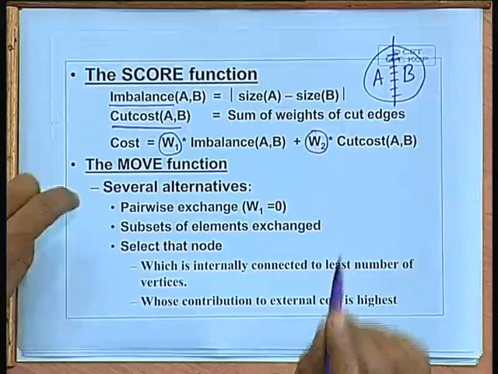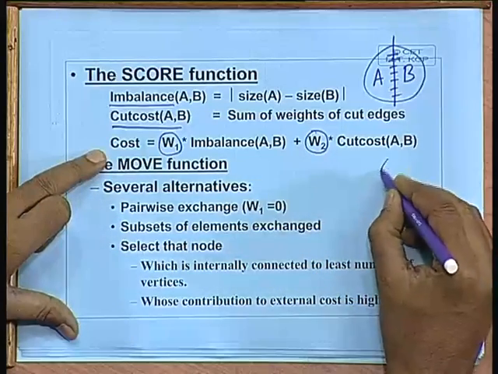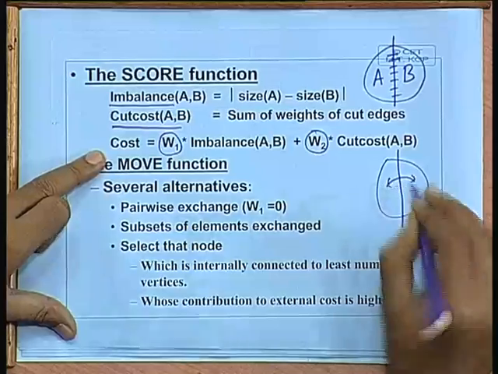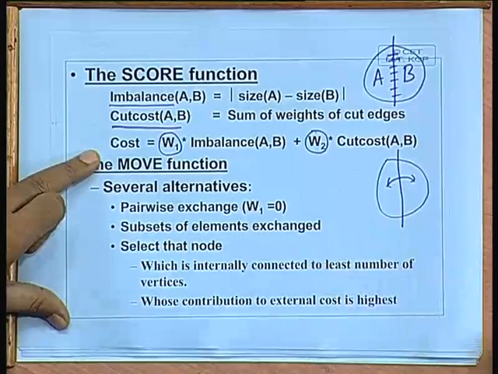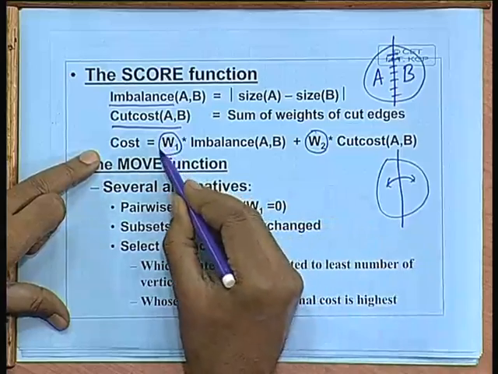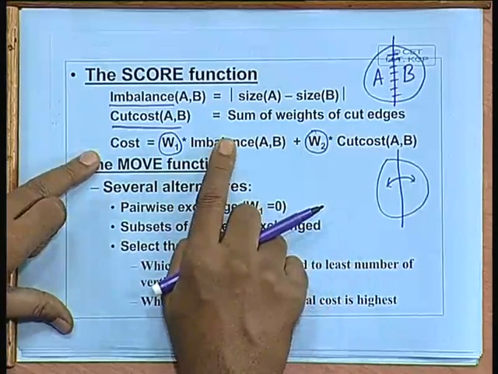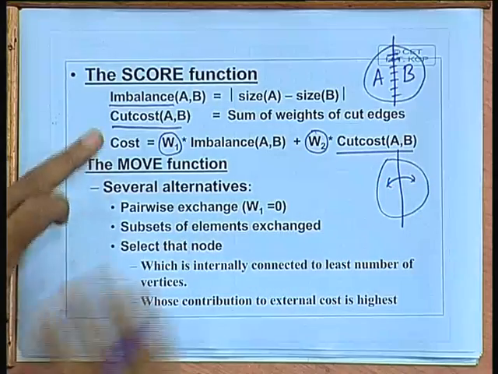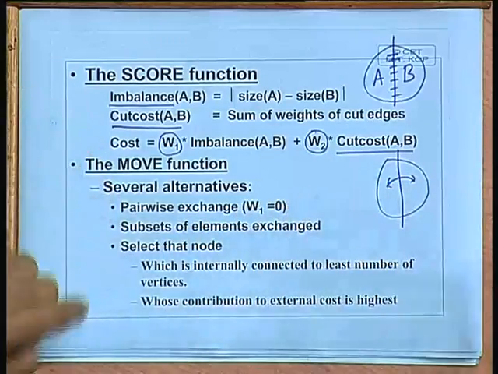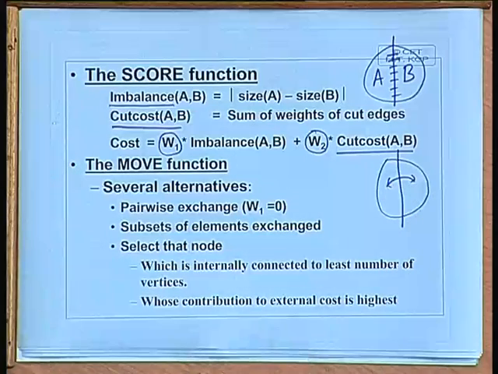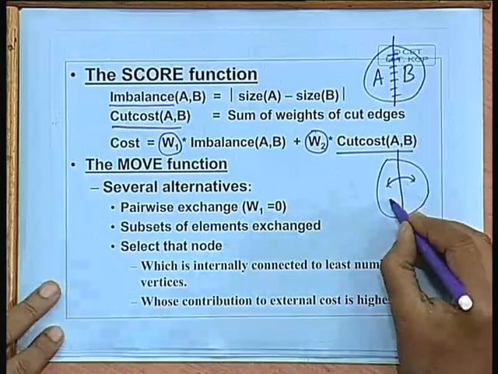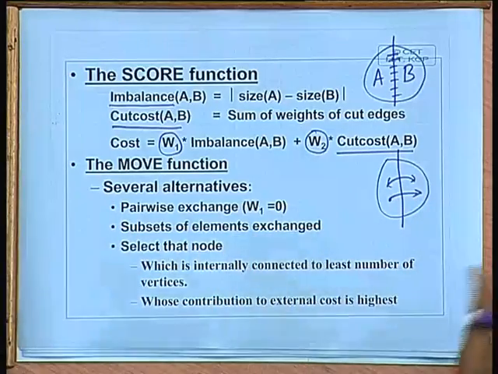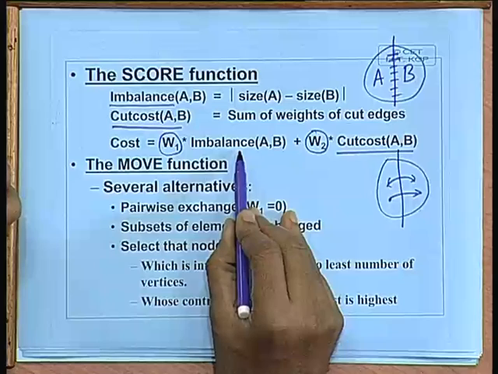Now suppose you are starting with a balanced partition, and you are only using moves which exchange 2 nodes, then the partition will always remain balanced. In that case W1 may be set to 0, because imbalance will never take place. So there you are wholly concentrating on cut cost. It depends on the situation, but in some cases you can define moves where the imbalance may occur. You can move one node from a partition to the other, so the partition sizes may become unequal. So there you also have to take care of imbalance.